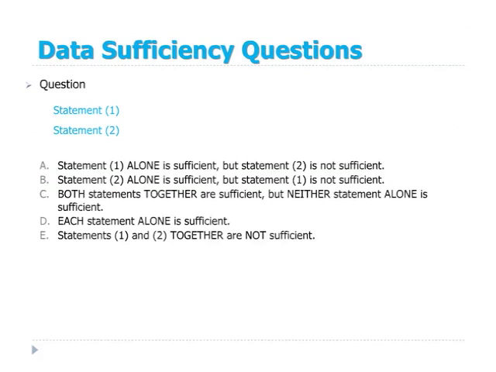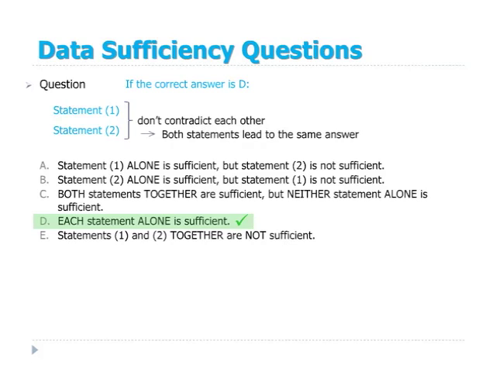Note, the 2 statements in data sufficiency questions don't contradict each other, even though the answer choices do not eliminate this possibility. So if the correct answer is D and each statement is sufficient to answer the question, they usually lead to the same answer.